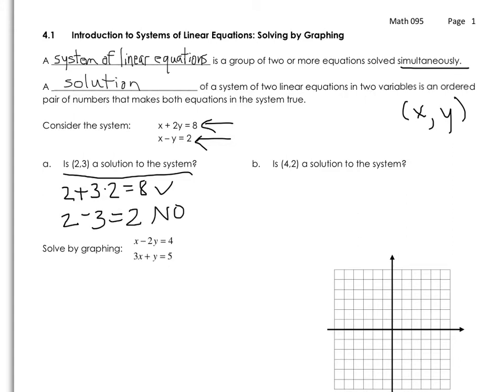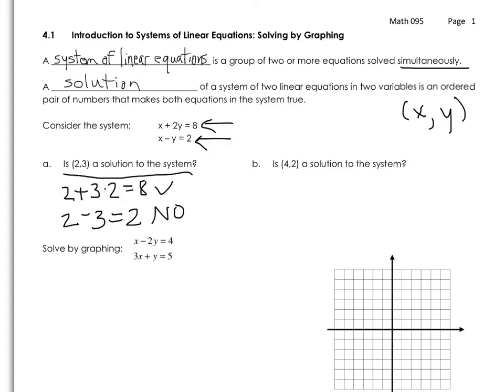No, it does not. So (2, 3) is not a solution to the system. It is a solution to the first equation in the system, but not the second one. And in order for it to be a solution to the system, it has to be a solution to both equations. Let's try (4, 2).